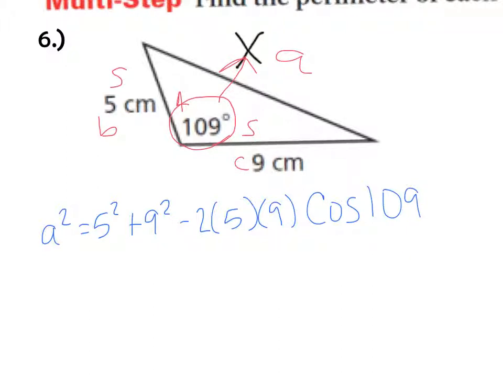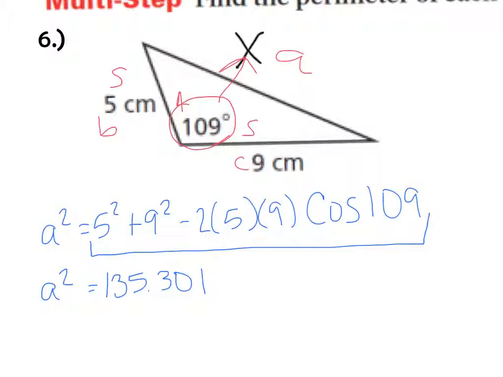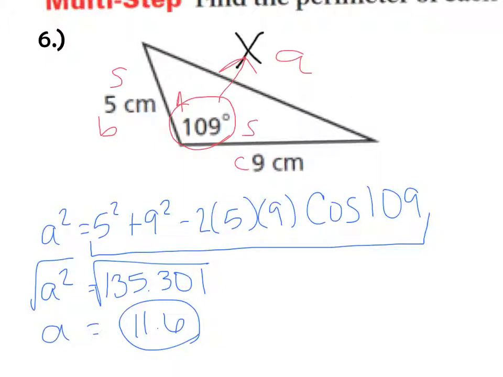Now this is probably the easiest of the four. Law of cosines for an angle is the hardest of the four. Law of cosines for a side is the easiest of all four, because I'm just going to literally tap all of this into my calculator right now. 5 squared plus 9 squared minus 2 times 5 times 9 times the cosine of 109. Enter. I get A squared is equal to 135.301. Now that's A squared, so all I have to do is square root both sides. So the square root of 135 is 11.6, and there she is. Just like that, tappy tappy.